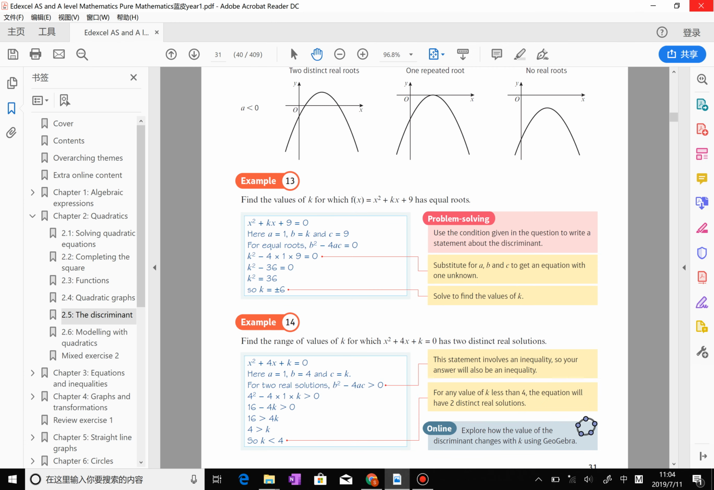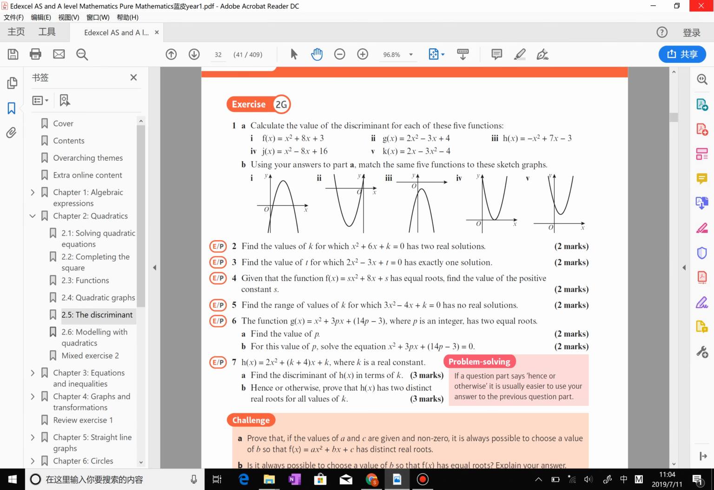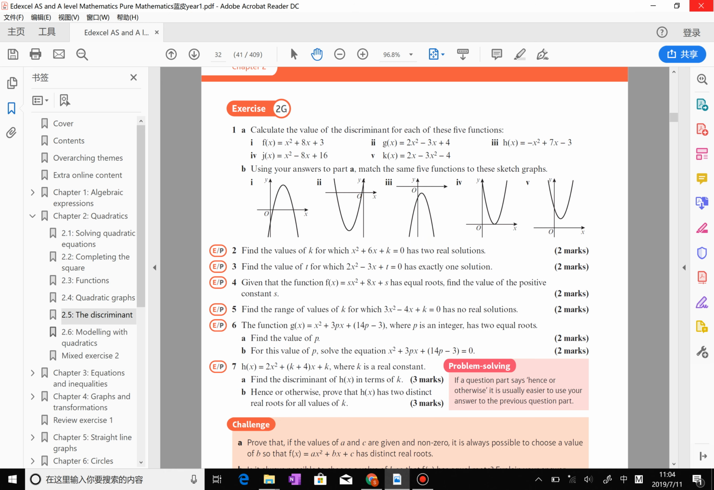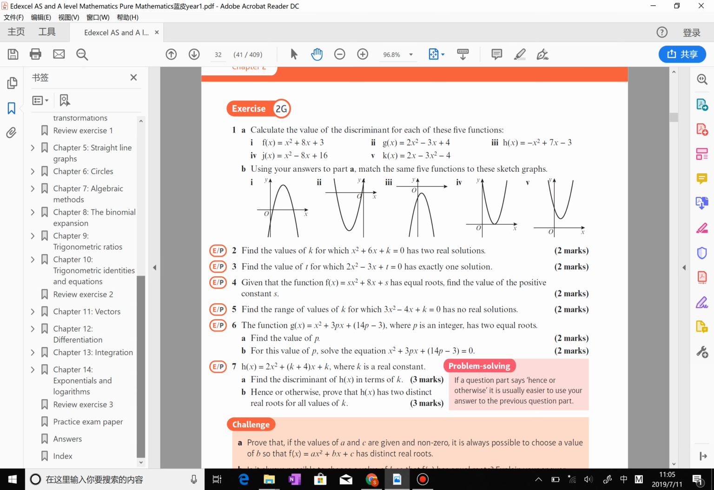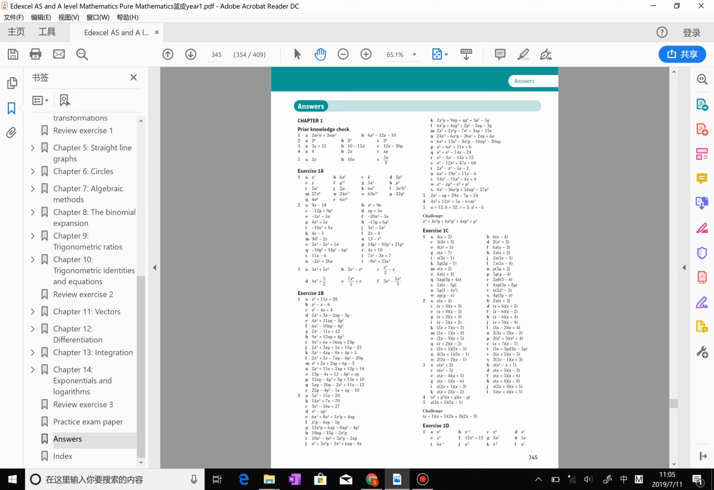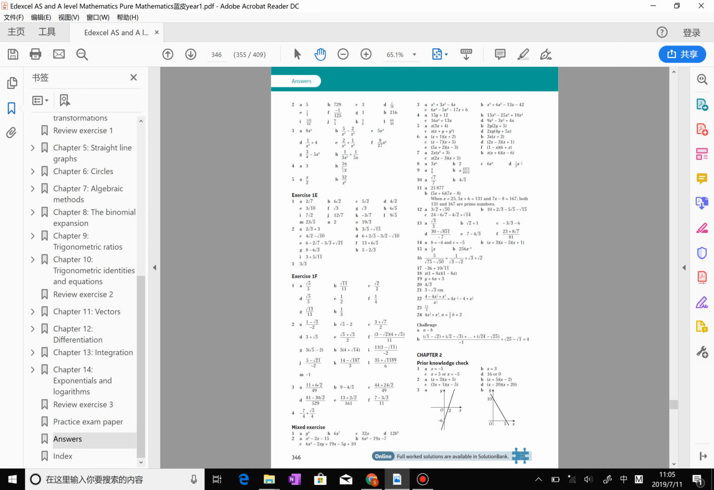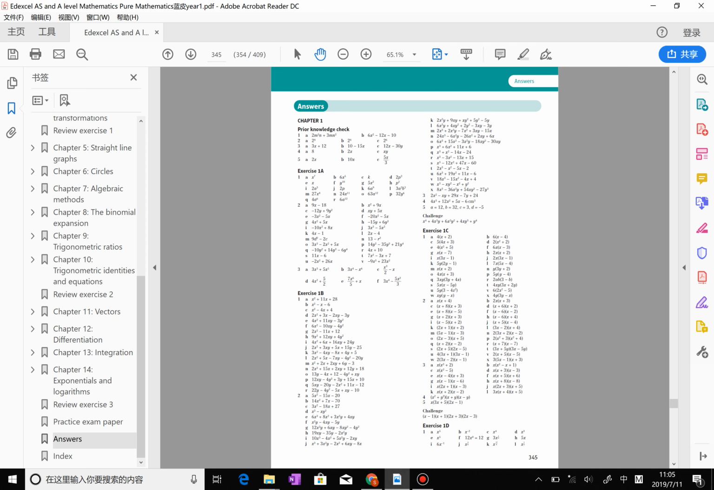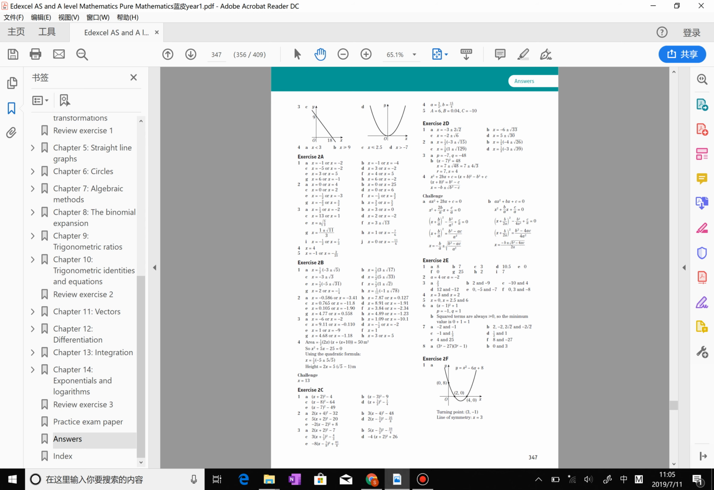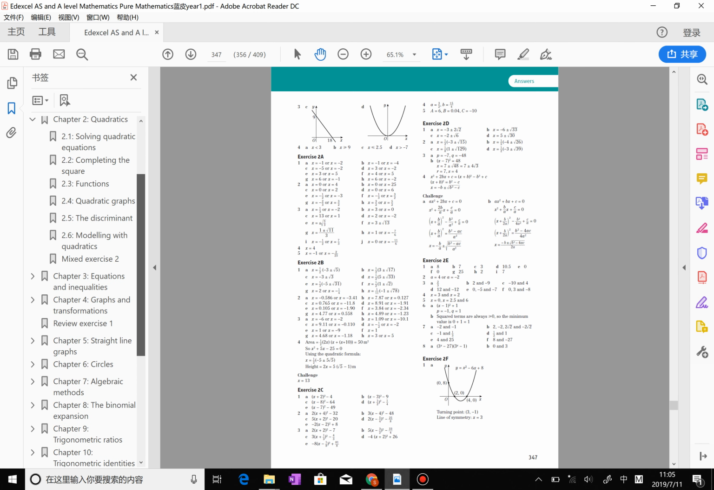Let's move to exercises 2G. You could pause the video and try to solve them all. If you have questions, you could leave your comments. When you finish, you can check the answers at the end of the book. There is a section called the answers. I'm going to show you where it is. You can go to the answers, find the exercise number, and check your answers with the standard answers in the book. If you get it wrong, just think about it and try to solve it again. If you couldn't, just leave your comments below the video and I'm going to explain it.